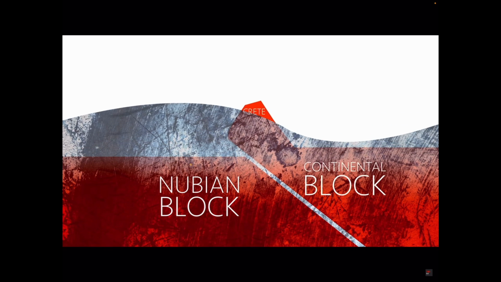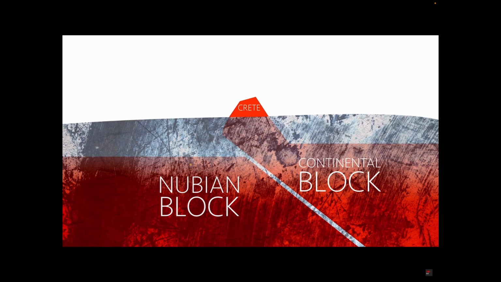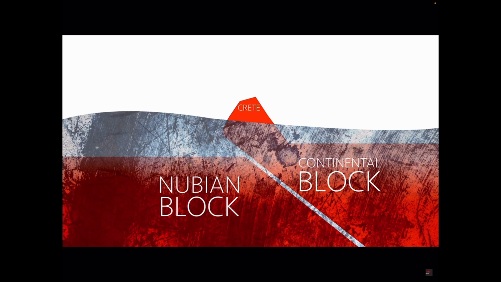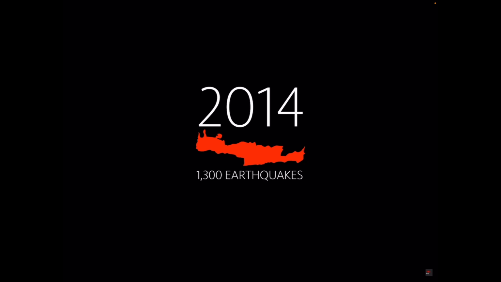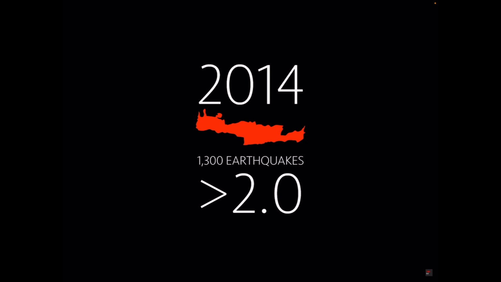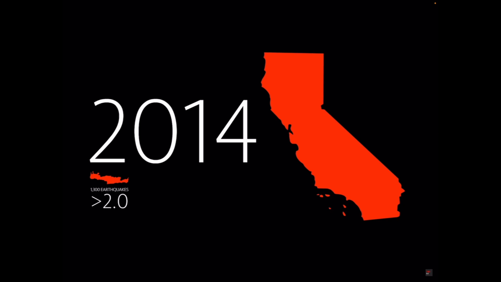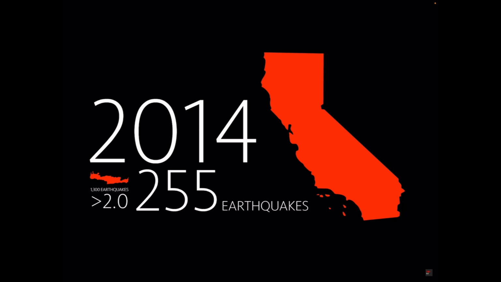Instead, it violently and abruptly forces sections of the Mediterranean upwards in an event called uplift, and Crete is in uplift central. In the year 2014, Crete had more than 1,300 earthquakes of magnitude 2.0 or higher. By comparison, in the same period of time, Southern California, a much larger area, experienced a mere 255 earthquakes.